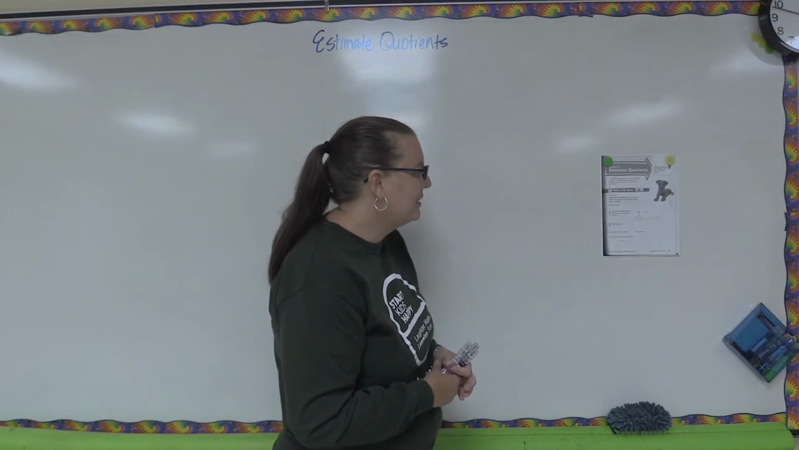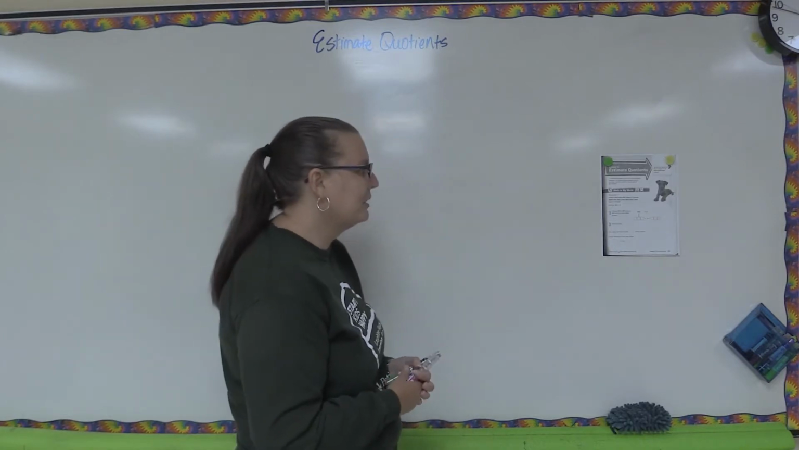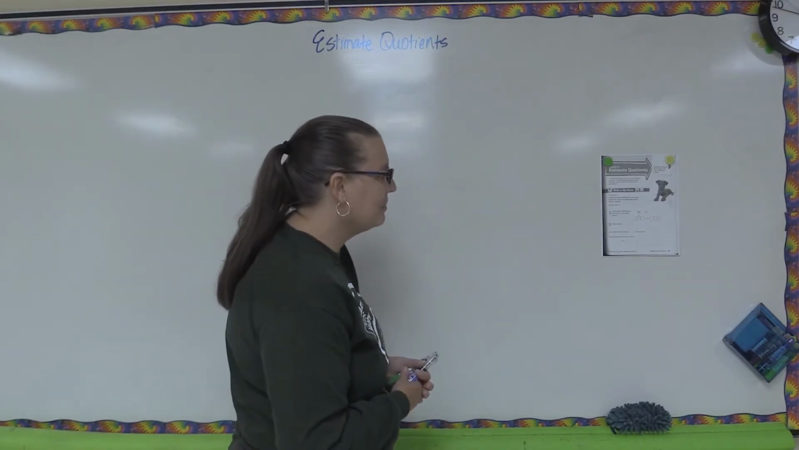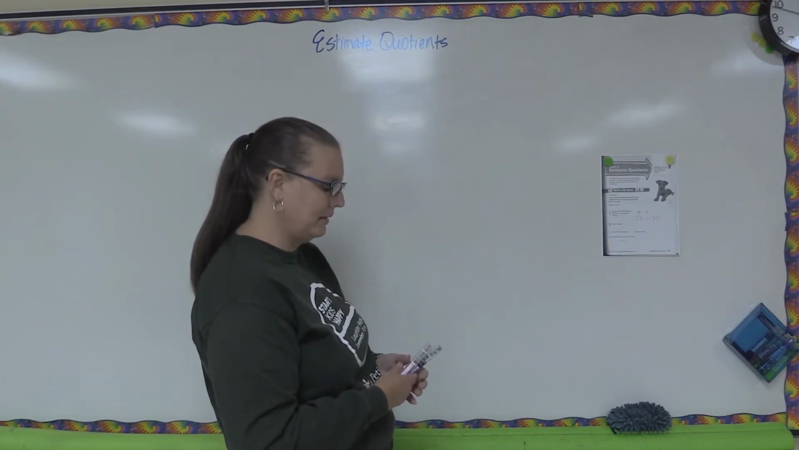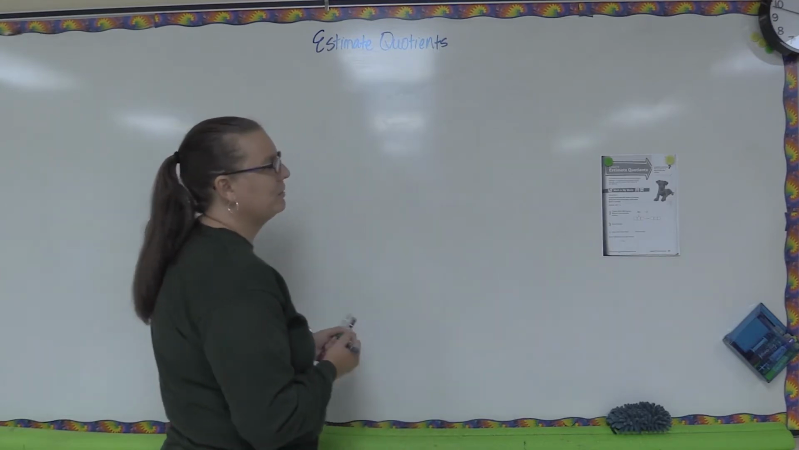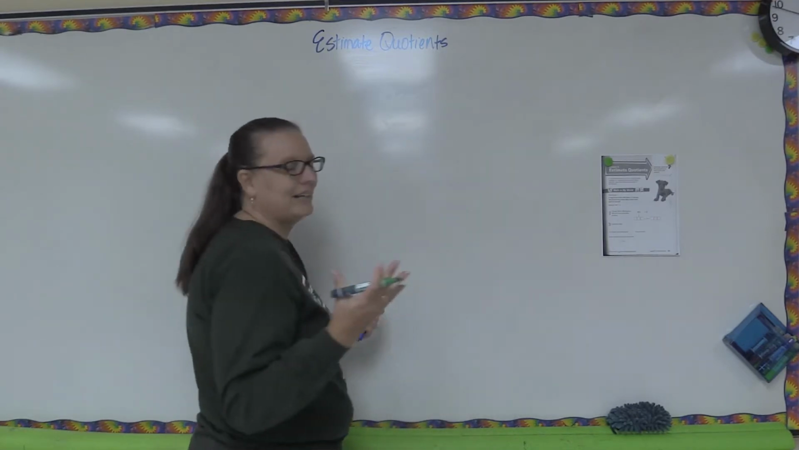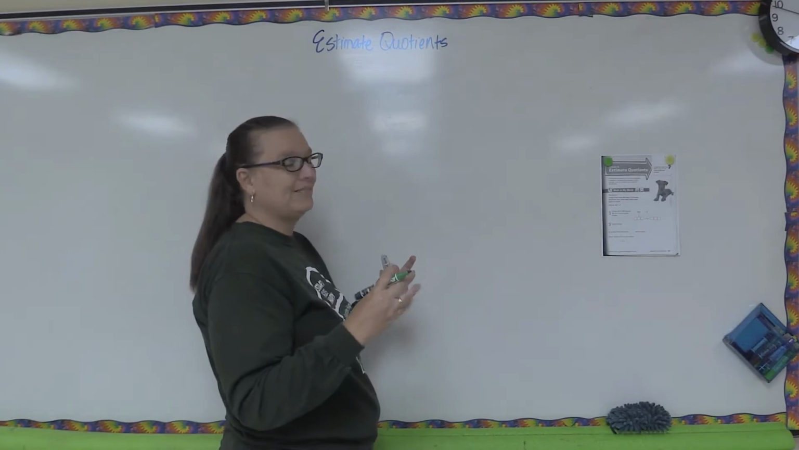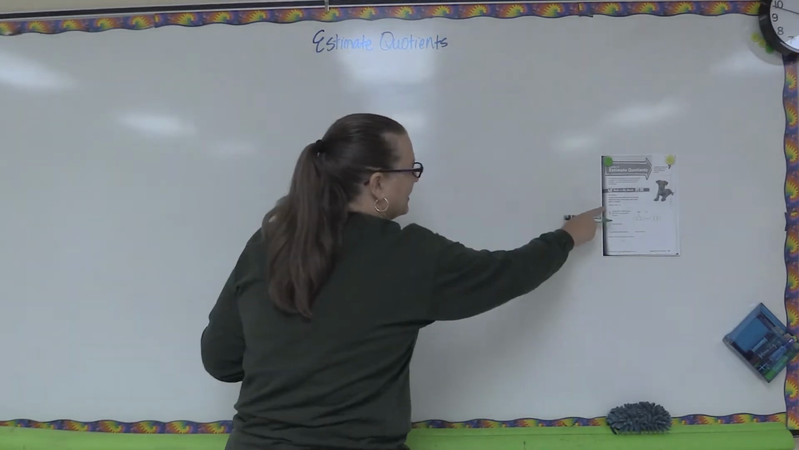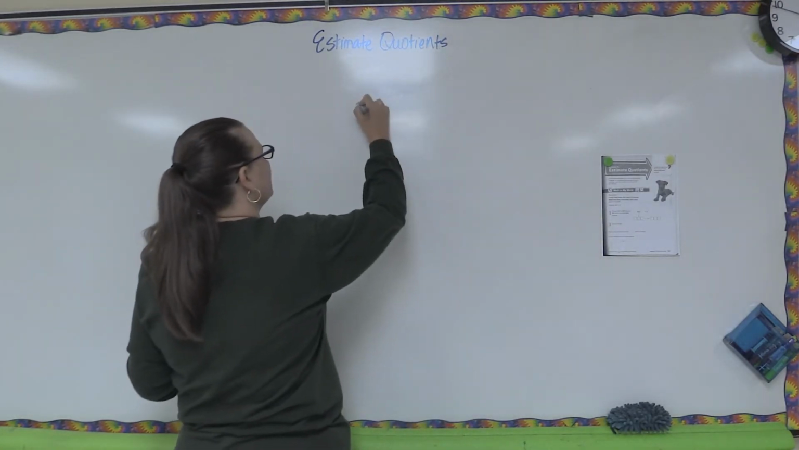So number 1 says, a dog's heart beats 365 times in 3 minutes. About how many times does a dog's heart beat in 1 minute? So we're going to start out with the original problem. If that's 365 in 3 minutes, we've got to take the total and divide it by 3, right? So we've got 365 divided by 3.